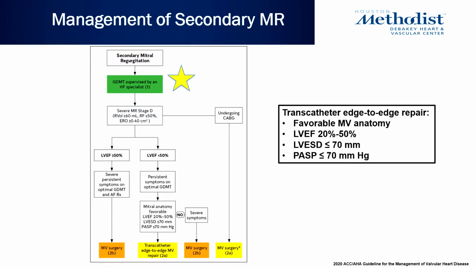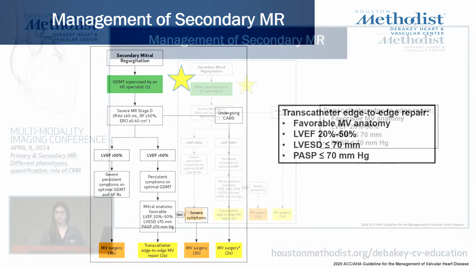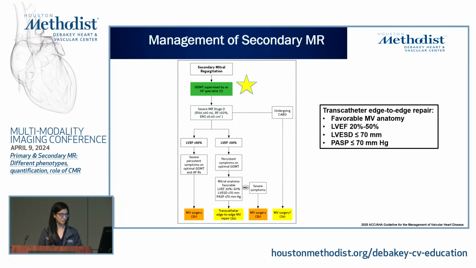Secondary MR, the most important step in the management is making sure that the patient is on guideline-directed medical therapy by heart failure specialists. Make sure that they've had resynchronization if they're candidates, and then you would consider edge-to-edge repair if you have favorable mitral valve anatomy, if your EF is between 20 to 50%, if your end systolic diameter is less than 7 centimeters, and if your PA systolic pressure is less than 70. So again, these things need to be in the report because there are certain specific criteria based on clinical trials that show where TEER can be beneficial for patients with functional MR.